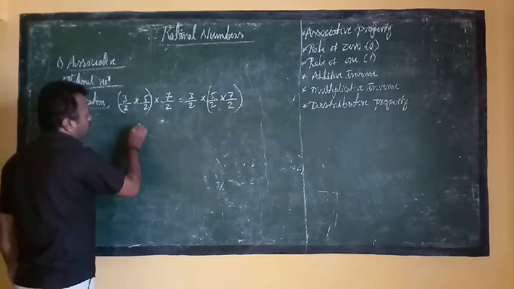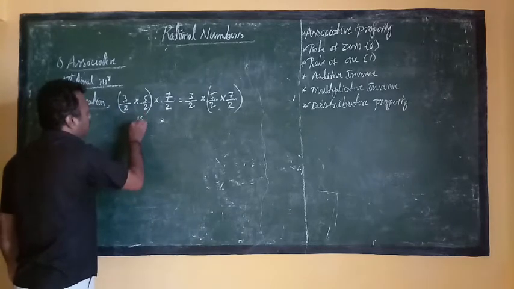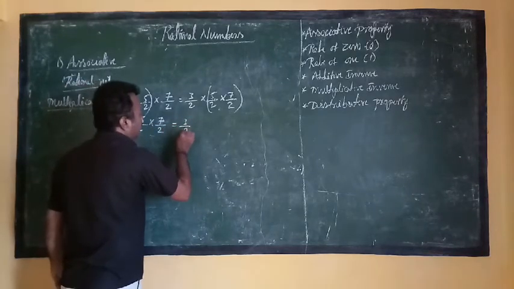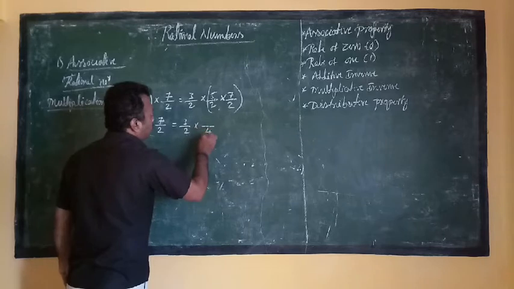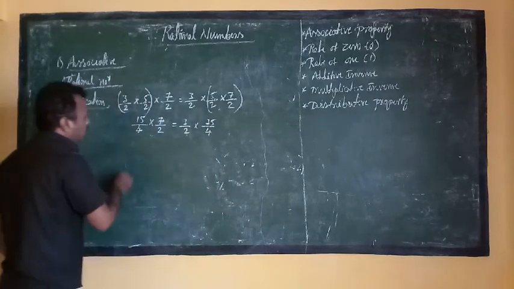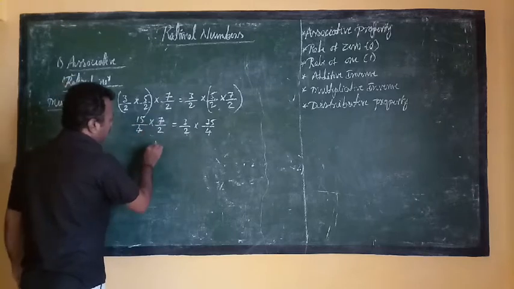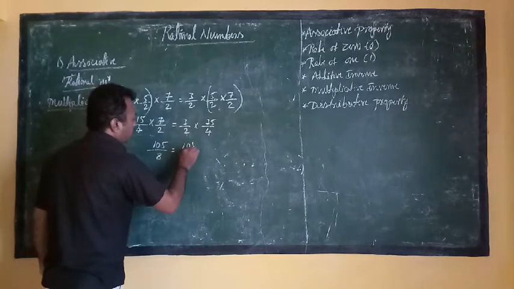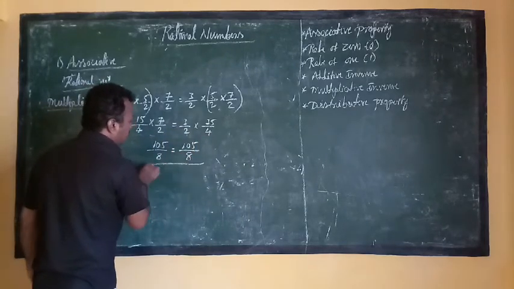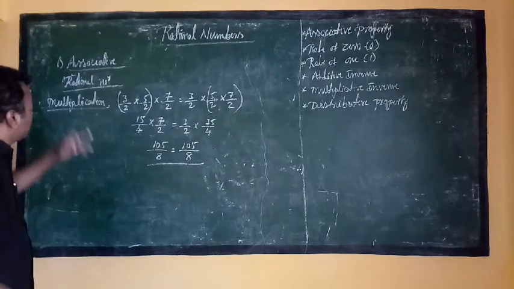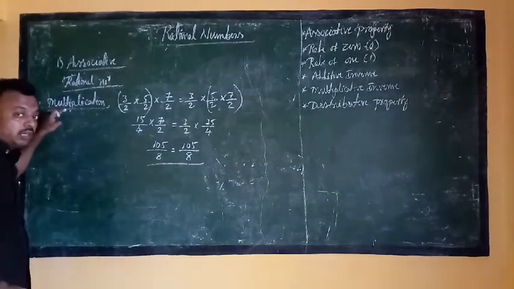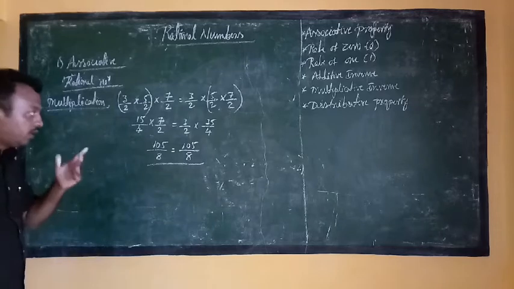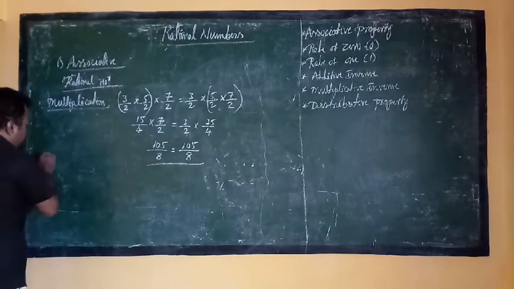So 2 2s are 4, 5 3s are 15, 15 by 4 into 7 by 2 as it is written. It is equal to 3 by 2 into, 2 2s are 4, 7 5s are 35. Now, next, 15 7s are 105, 4 2s are 8. It is equal to 35 into 3, 105 divided by, 4 2s are 8. Therefore, LHS is equal to RHS, correct? Therefore, the associative property of a rational number is satisfied under multiplication. Addition is also satisfied, multiplication is also satisfied. Subtraction is not satisfied, like division is also not satisfied. Let us check it. Division.